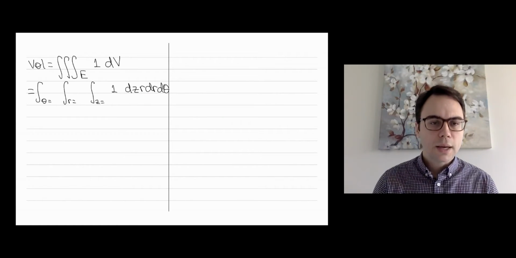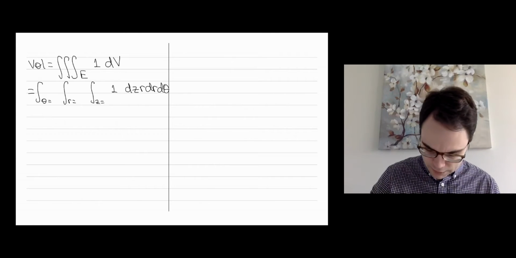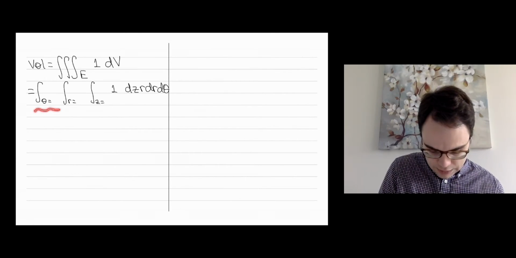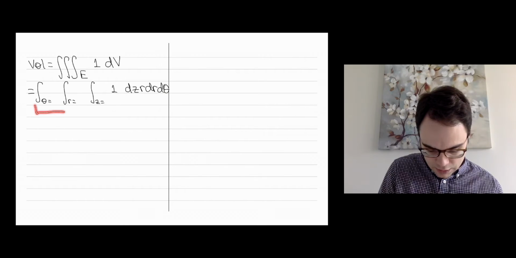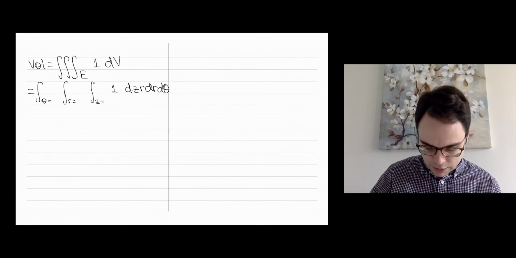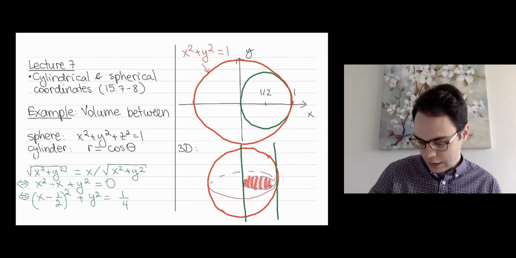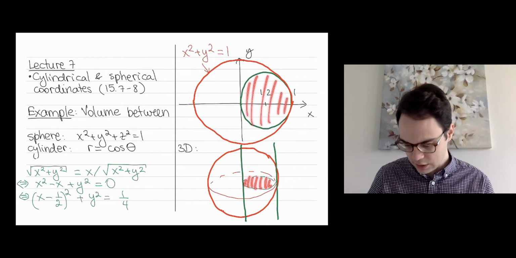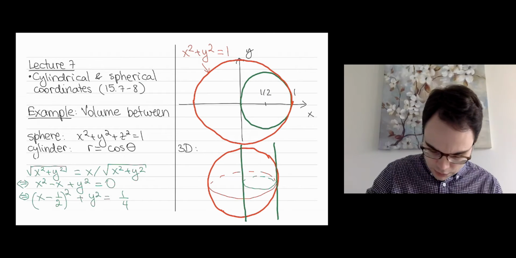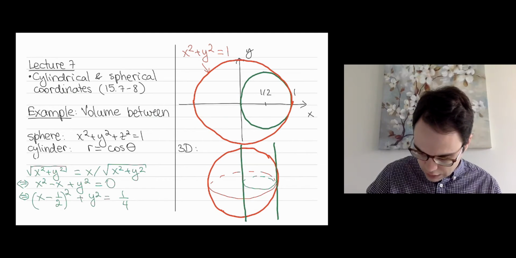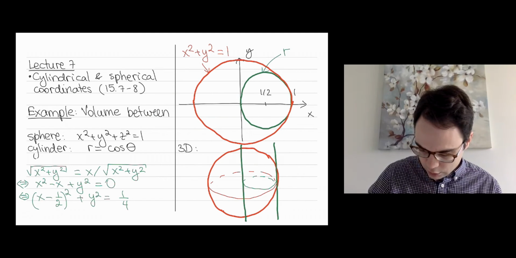All right, now let's find the bounds. As I said, the first two integrals describe a double integral over the projection of our shape onto the xy plane. The projection is this disk over here. This disk has equation, in green, r equals cosine theta.